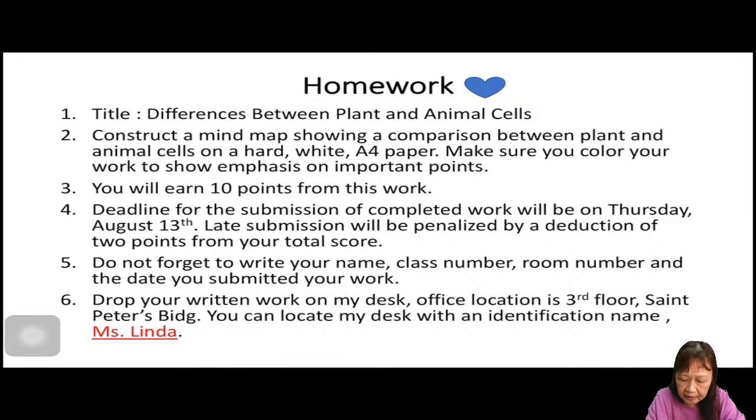Just 5 differences. Make a really nice mind map. You're going to earn 10 points for this work.